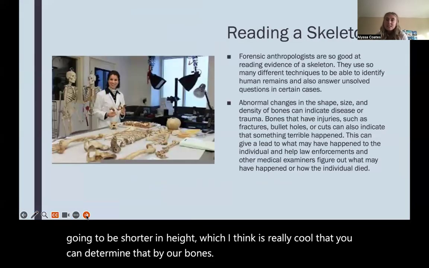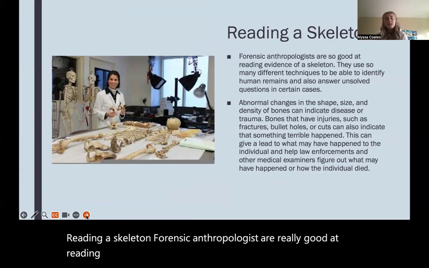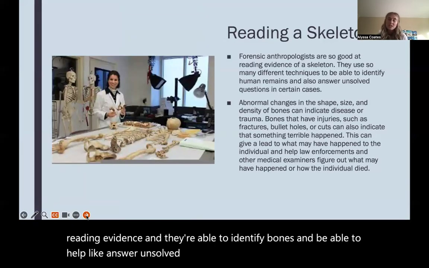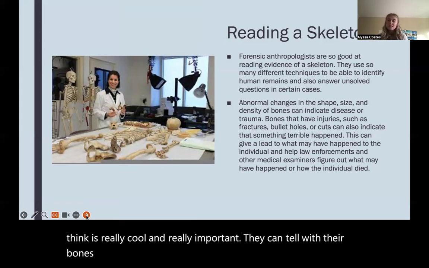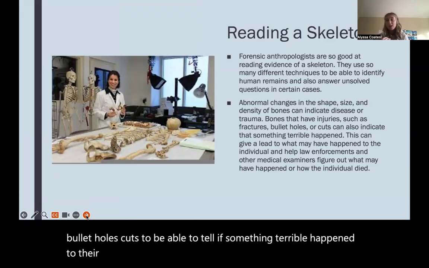Reading a skeleton, forensic anthropologists are really good at reading evidence. They're able to identify bones and help answer unsolved crimes and unsolved questions, which I think is really cool and really important. They can tell from the bones if there are injuries they've had. Like in here, I think it says bullet holes, cuts, to be able to tell if something terrible happened to their bones or to their body.